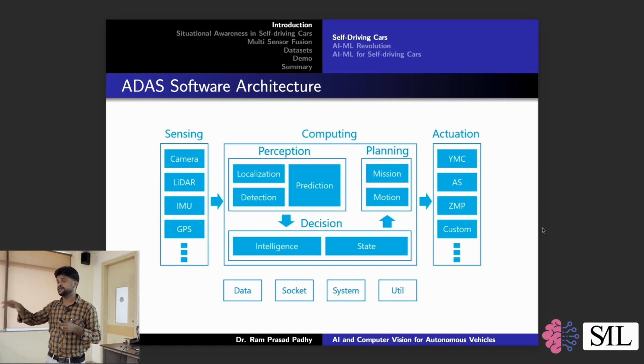That is also very important, and that is also a very good optimization research problem. How to connect different sensors at different places so that you will get the data in such a way that it can be processed in an efficient way. Right? So that is also an optimization problem: how to place different sensors on the autonomous vehicle.